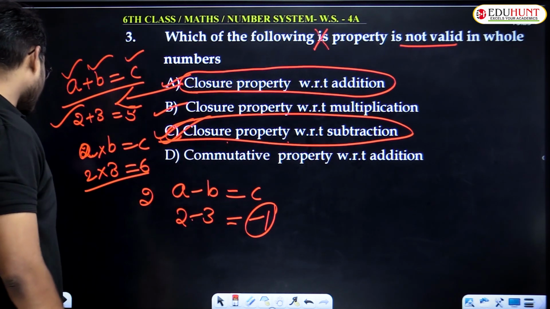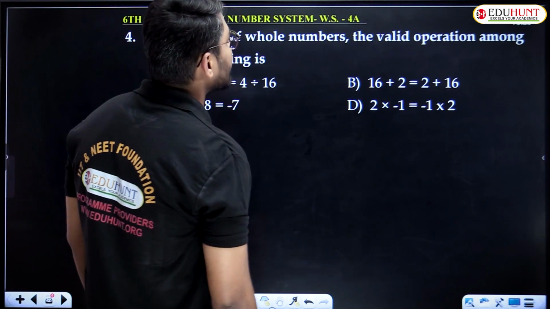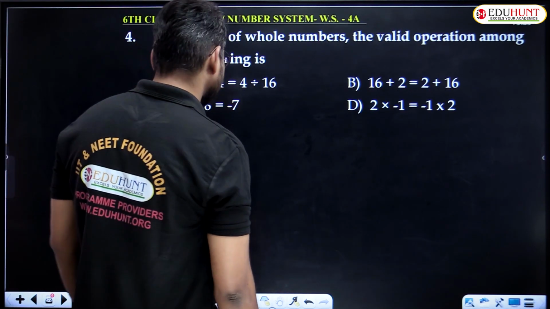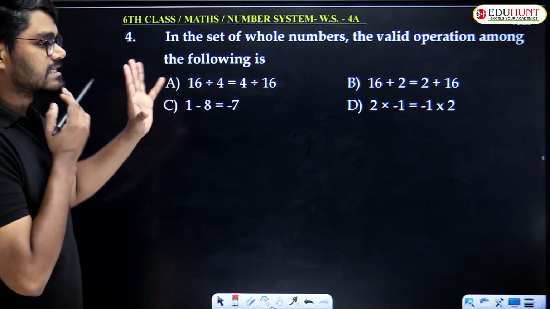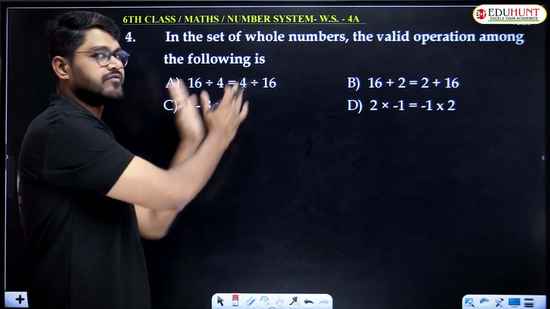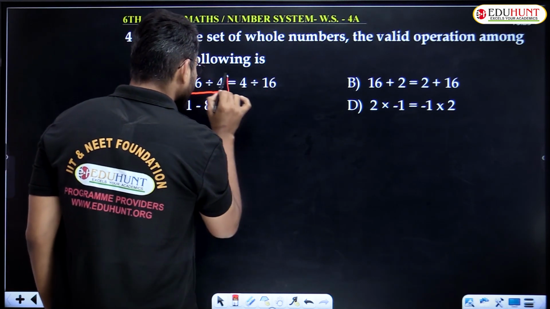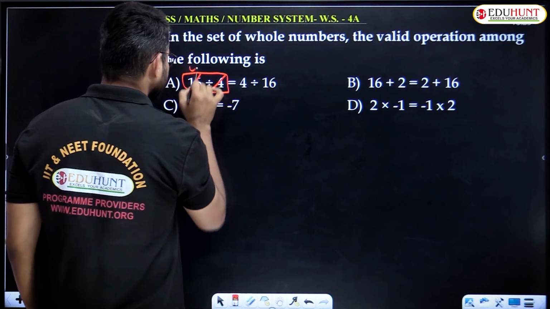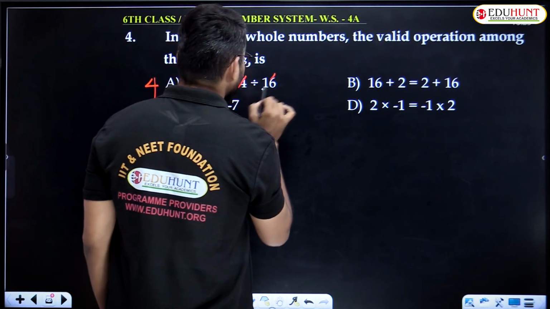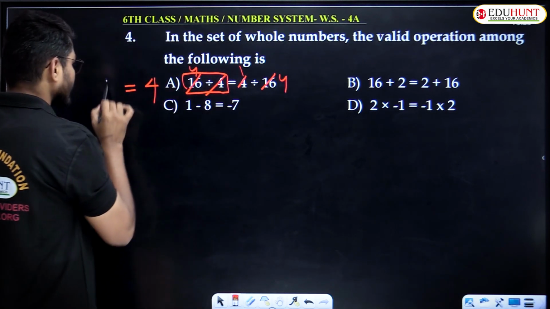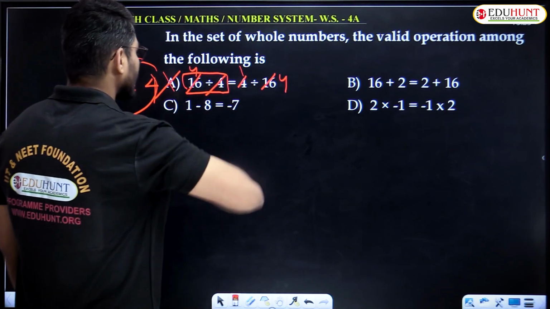Okay. Let's move on to the next question, students. In the set of whole numbers, the valid operation among the following is. Valid operation we have to check. Likewise in the previous question, we have to check each and every option here. See here, 16 by 4. 4 ones are 4, 4 fours are 16. Now the answer is 4. Now 4 ones are 4, 4 fours are 1 by 4. Are both the same? Never. So this is the wrong option.